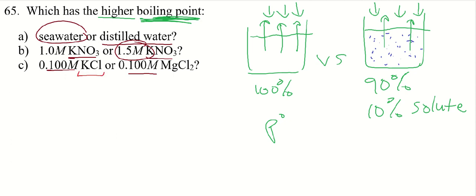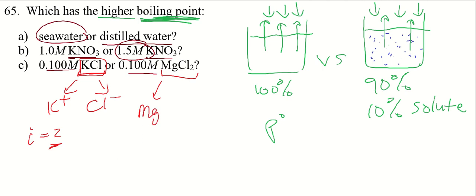So ionic compounds, when they dissolve in water, are going to dissociate into their ions. So this one's going to form a potassium cation and a chloride anion. So the Van't Hoff factor is going to be 2. So each unit of potassium chloride is going to produce 2 ions. All right, over here, this is going to produce a magnesium cation and 2 chloride anions because of the formula unit there. So the Van't Hoff factor is 3. So this is going to have a higher boiling point.